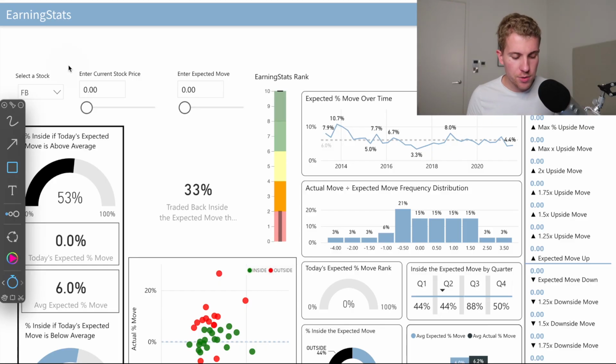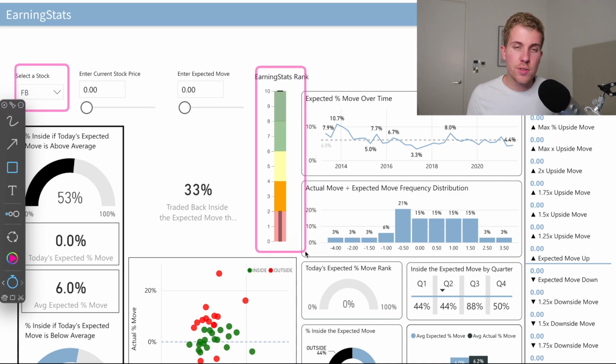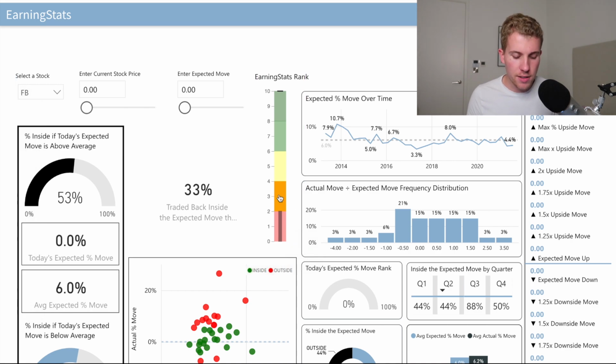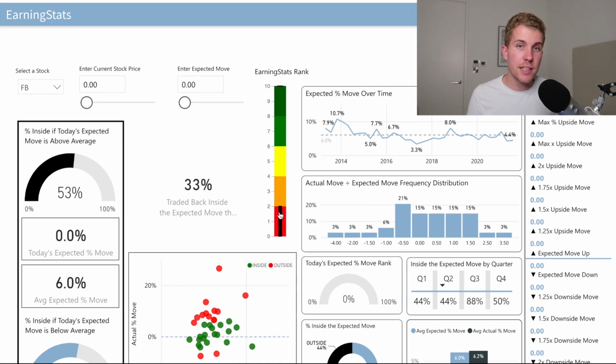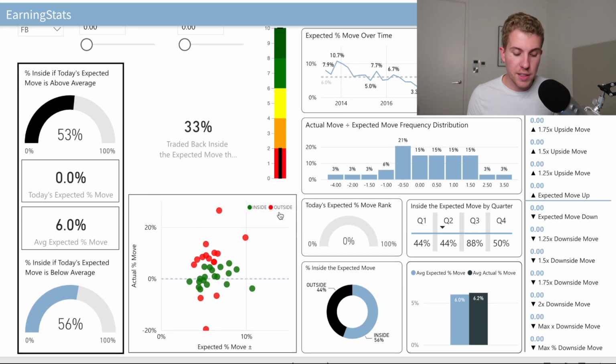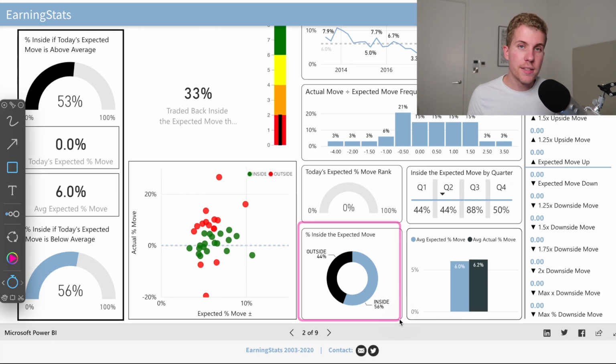And to show you an example of a stock that doesn't often stay within the expected move, I chose Facebook, as you can see at the top. And what you can see is that the EarningStats rank is not at all the same as before. Before, for Citibank, we had a rank of 9 out of 10, and now we are at a rank of basically 2 out of 10, meaning that it really doesn't often stay within the expected move. And actually, you can see that it stays within the expected move 50% of the time, and it goes out 44% of the time.